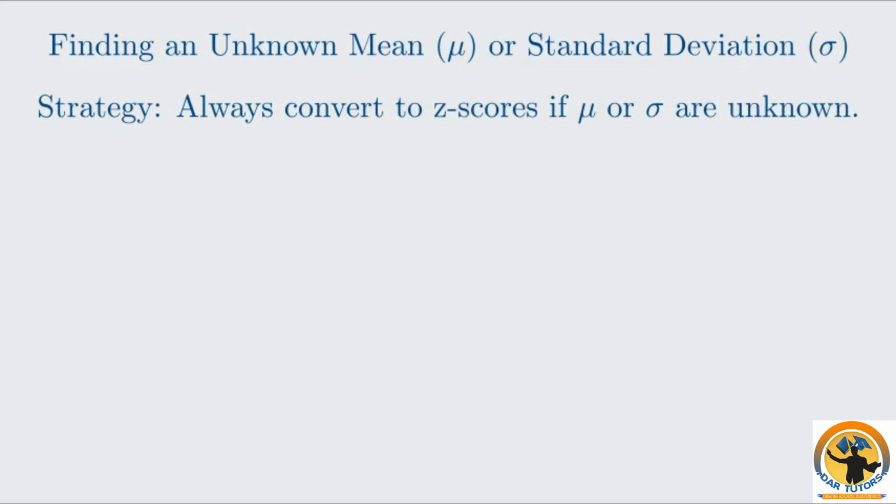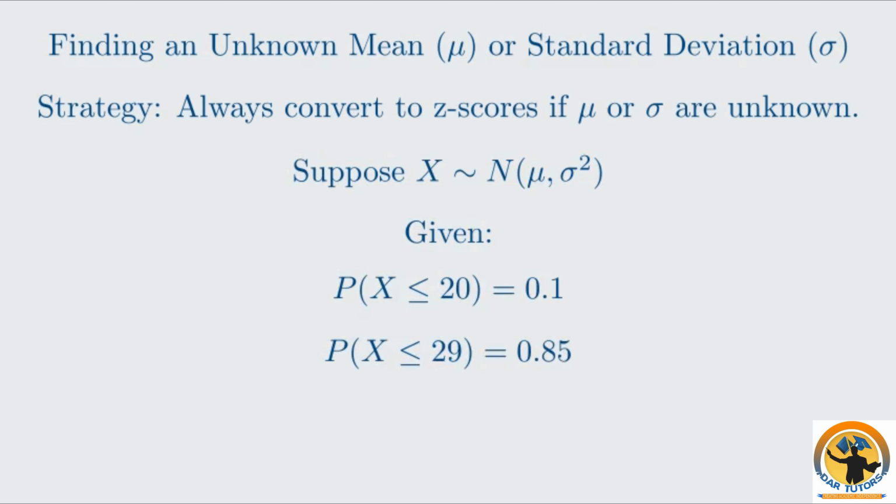Let's take a common scenario. You have information about two quantiles of a distribution, and you need to find the mean and standard deviation. Consider a random variable x that is normally distributed with an unknown mean mu and standard deviation sigma. We are given that the 10th percentile is 20, meaning P(x ≤ 20) = 0.1. We are also given that the 85th percentile is 29, meaning P(x ≤ 29) = 0.85.